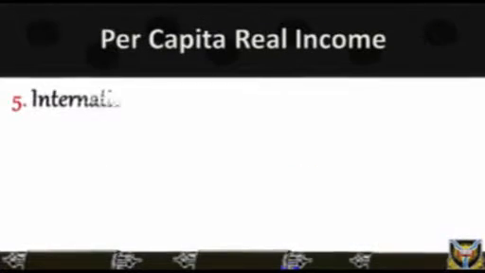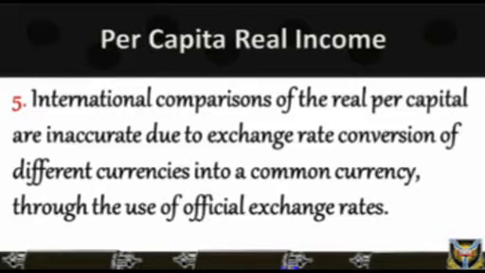5. International comparisons of the real per capita income are inaccurate due to the conversion of different currencies into a common currency through the use of official exchange rates. These nominal exchange rates do not reflect the relative purchasing power of different currencies. Thus, the comparisons of per capita income of different countries are erroneous.